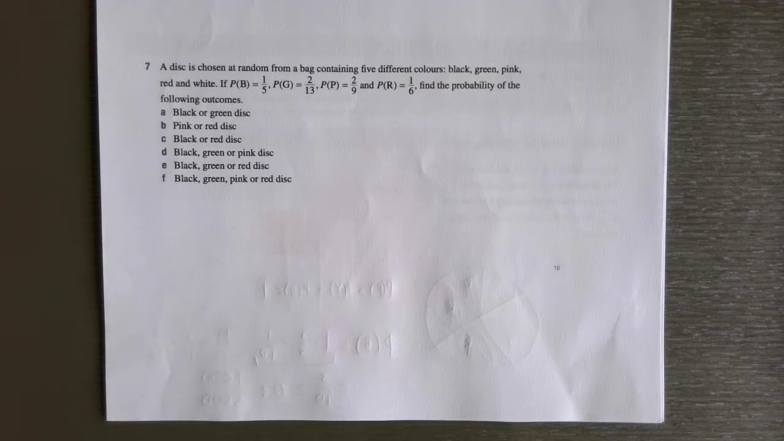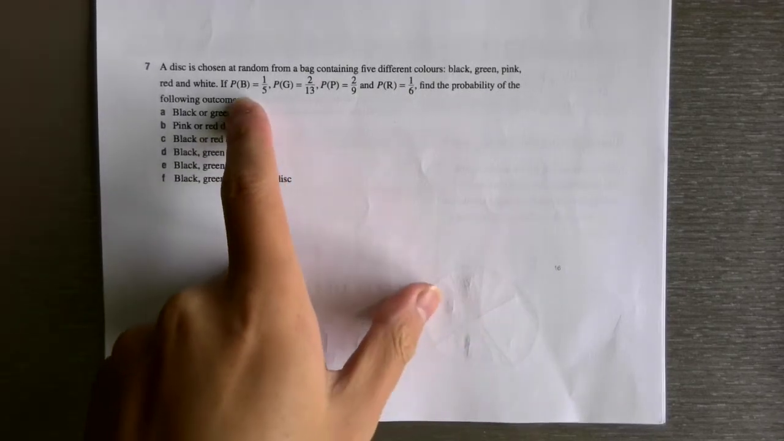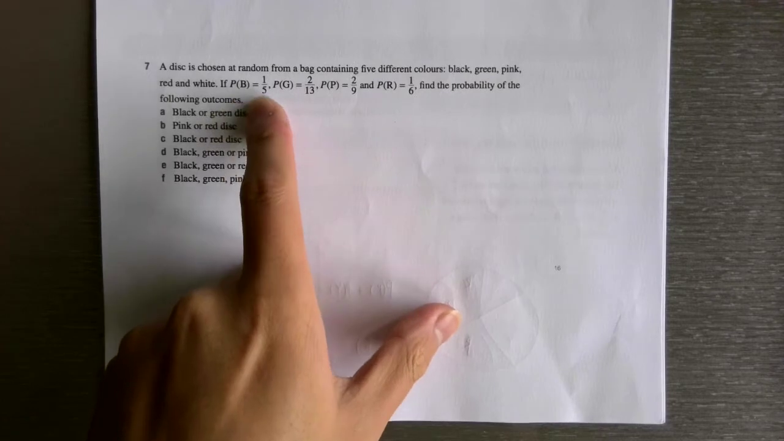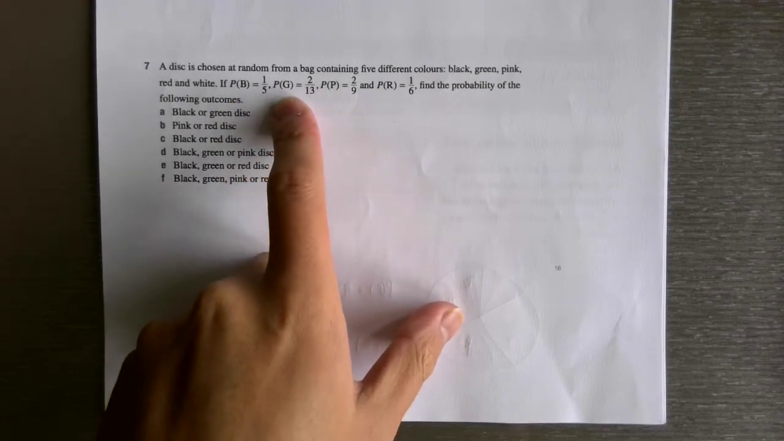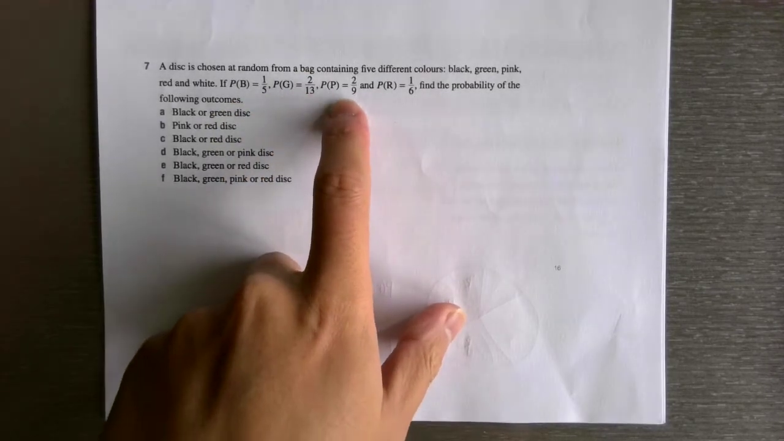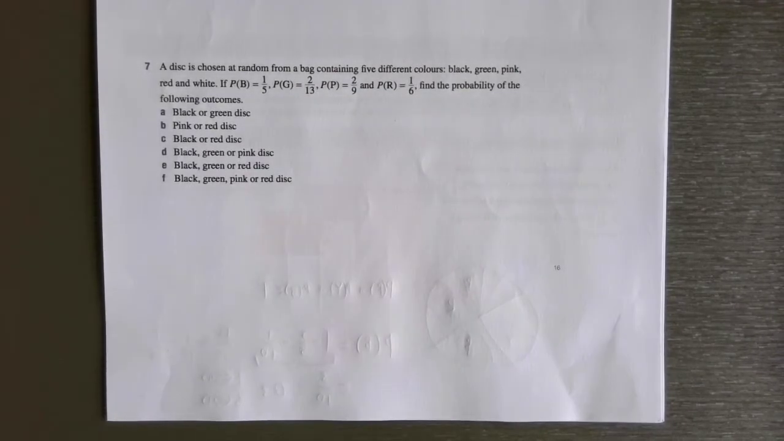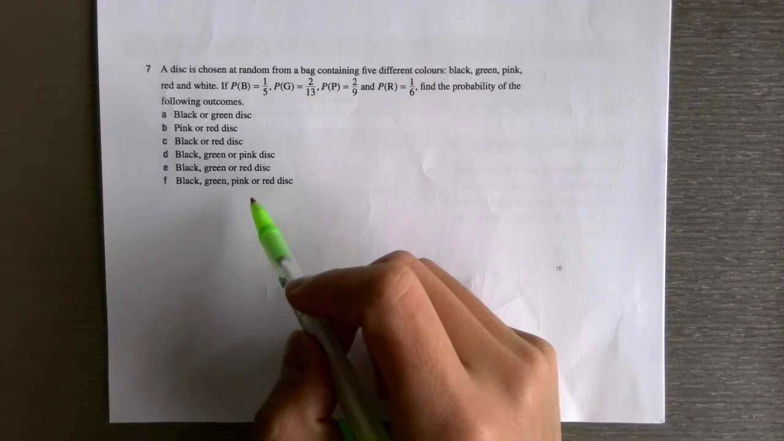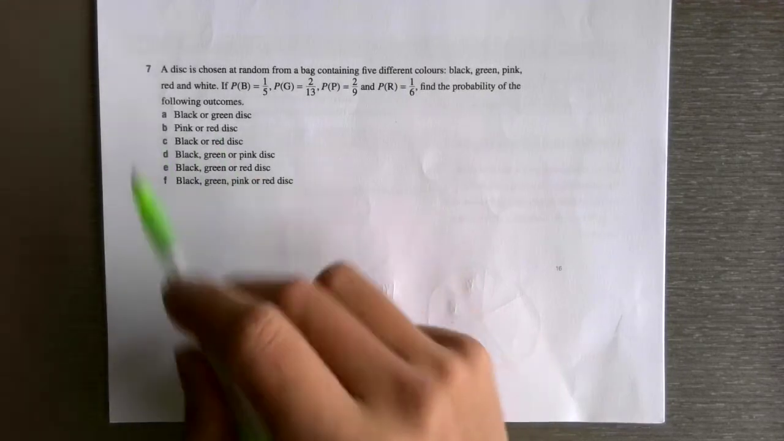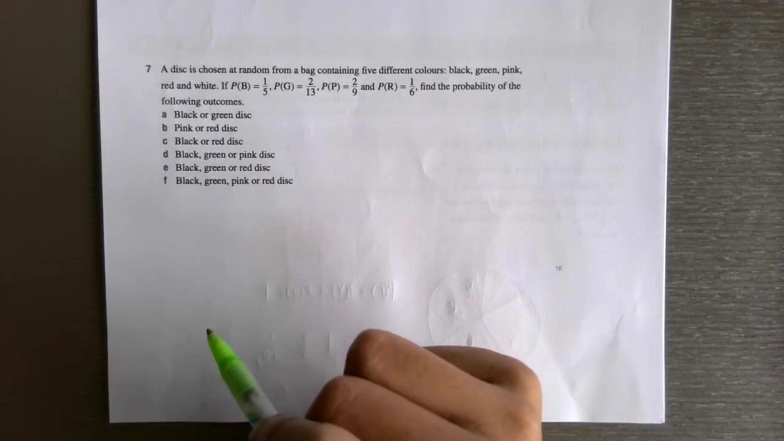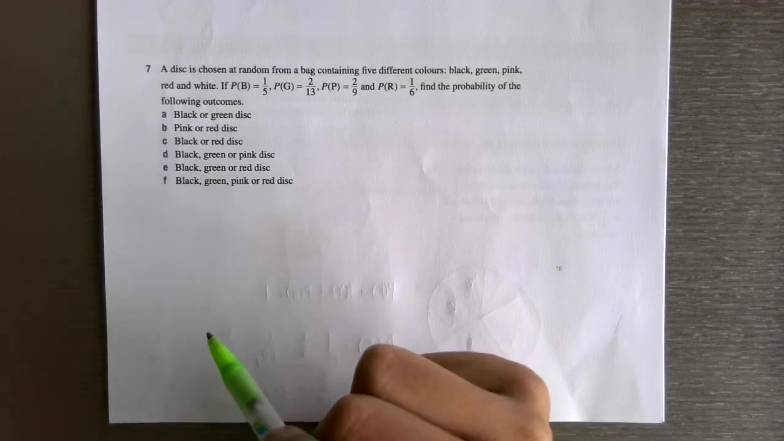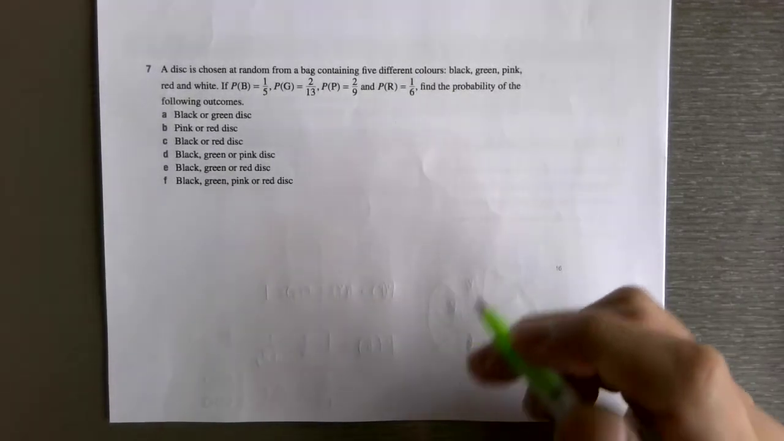Now, just because there are 5 outcomes doesn't mean there is a 1 in 5 chance for all those discs. We can already see that the probability of a black is 1 in 5, probability of a green is 2 in 13, probability of a pink is 2 in 9, and red is 1 in 6. Now, if we read ahead, eventually we are never asked to find the white disk. So what we can do is just go straight on to our question.